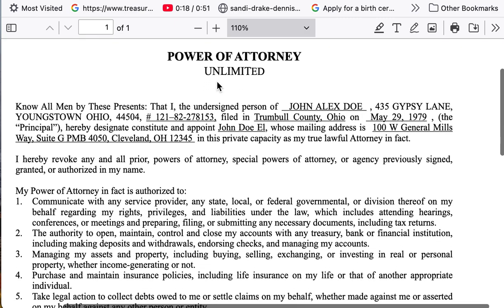Power of attorney. Know all men by these presents that I, the undersigned person of John Alex Doe, that represents the name on the certificate of live birth, 435 Gypsy Lane, Youngstown, Ohio. And then this number right here is the number for your estate. Everyone has one. Usually this number is found on a certificate of live birth, or you may have to look on a few different certificates to put it together.